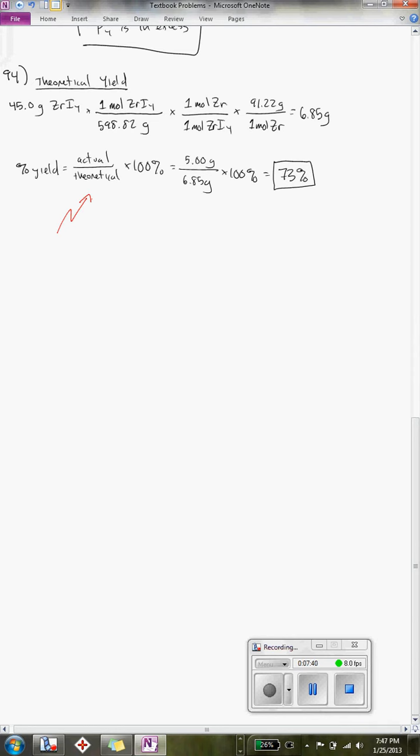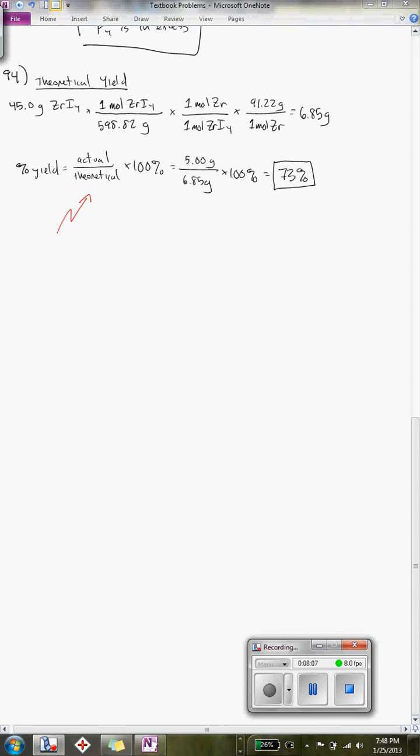determined, and you're told that number. So you're given the grams of your actual yield. You want to compare that to the theoretical yield, which would be the grams of your product you're supposed to get. And you determine that using your balanced chemical equation. So the key to all these percent yield problems is determining that theoretical yield.